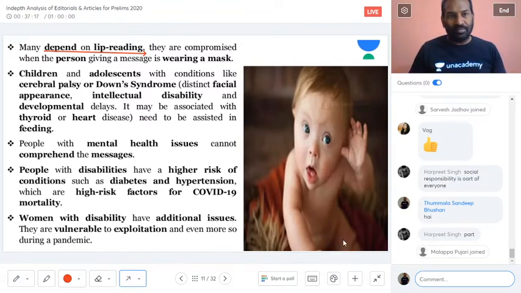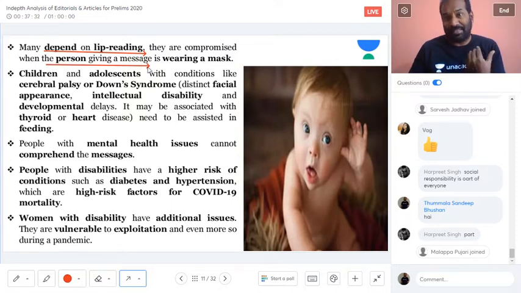And in regards to this, many of them depend on lip reading because they cannot hear, they are hearing impaired, so they concentrate on lip reading. And now, because of social distancing and wearing the mask, it becomes very difficult for the person with a disability to get the message, or to know what the other person is saying. So there are unique challenges.